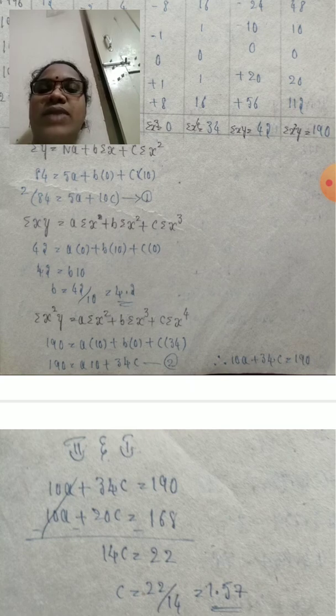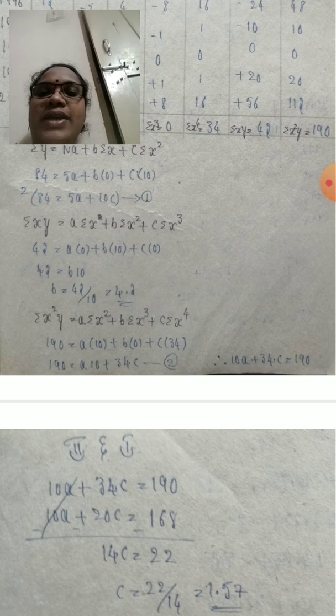Sigma x square y equals a sigma x square plus b sigma x cube plus c sigma x power 4. Sigma x square y is 190 equals a into 10, plus b into sigma x cube, which is 0, plus c into sigma x power 4, which is 34. So 10a plus 34c equals 190.